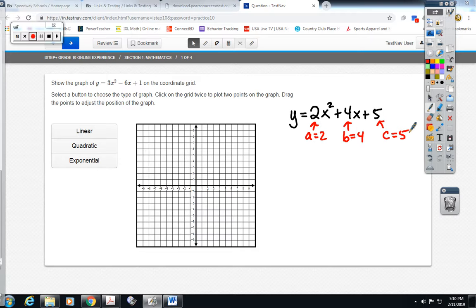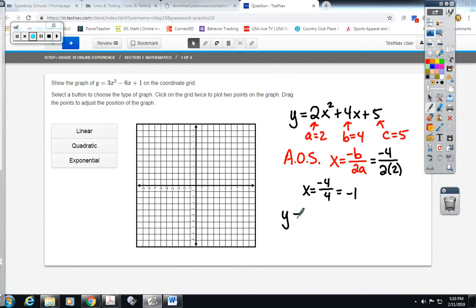So we need to find the vertex. So we start with the axis of symmetry. Again, that is the equation x equals negative b over 2a. That's part of the quadratic formula. So if you're not sure you can remember it, just remember it's on the page as part of the quadratic formula on the reference sheet. So in this case, that would be x equals negative 4 over 4, or negative 1.